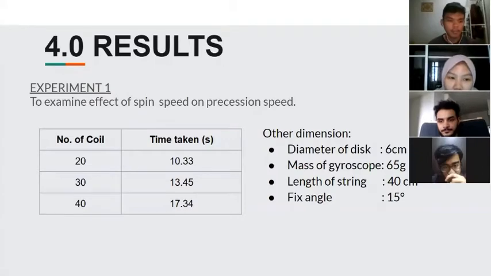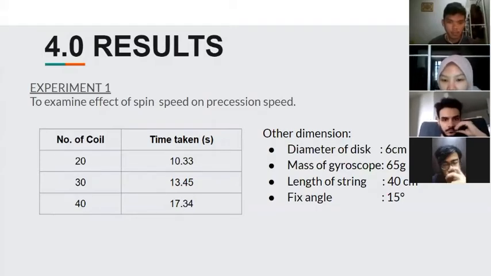So the time taken for the gyroscope to fall to the ground is recorded by using the stopwatch, and then it's repeated at the different location. So the first experiment is to examine the effect of spin speed on precession speed. So we have these parameters.